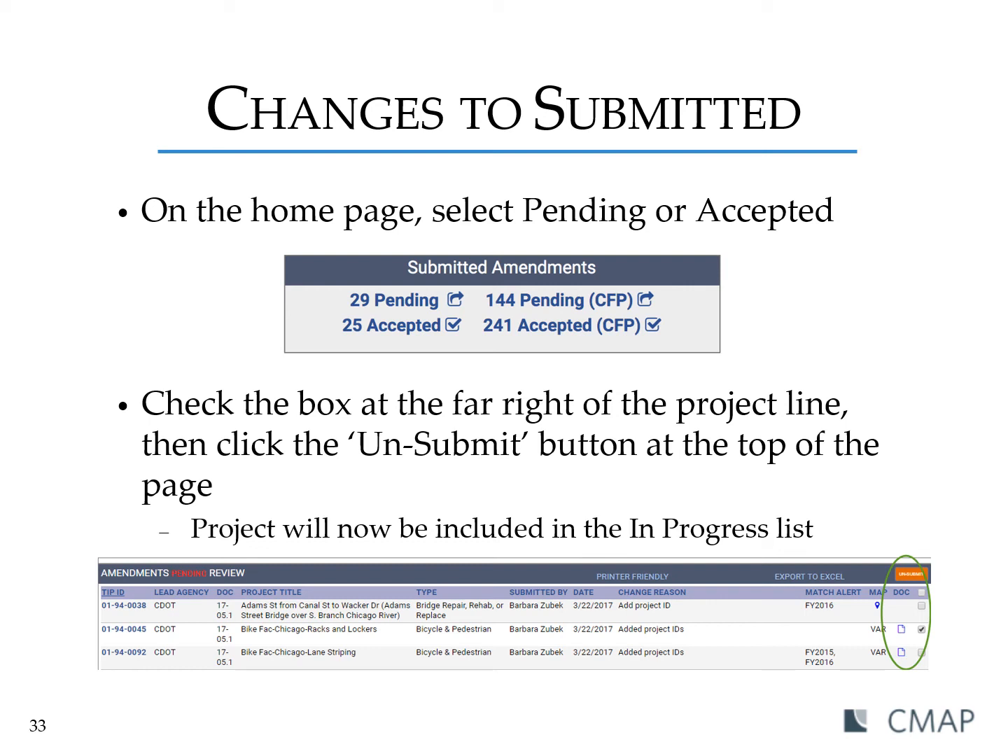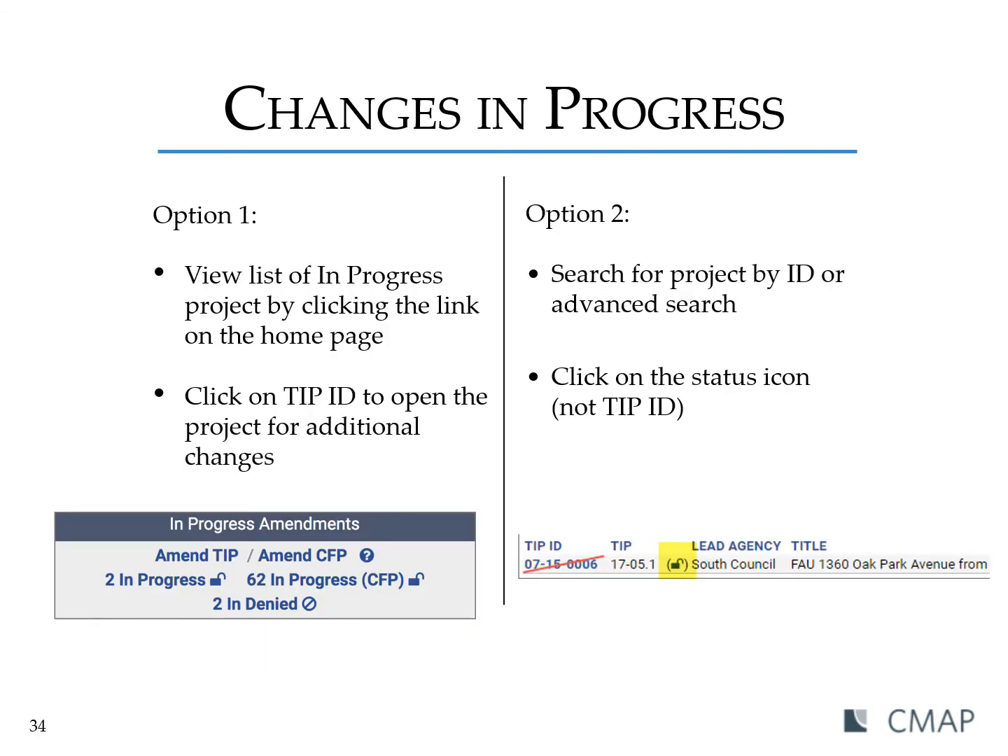Open whichever list contains the project that you want to amend. And then you can just check the box at the far right on the project line and click the Unsubmit button at the top of the page. This will move your project back into the in progress list. Once a project is back in the in progress list, there are two ways to edit it. Option one is to view the list of in progress projects by clicking the link on the home page and then clicking on the TIP ID to open that project and make additional changes.